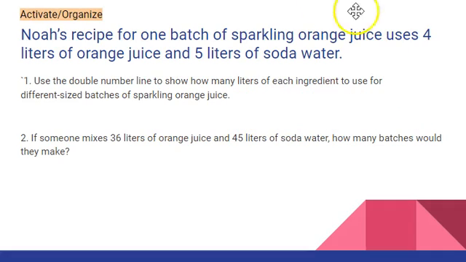What if someone mixes 36 liters of orange juice and 45 liters of soda? How many batches would that make? Well, we talked about just a second ago, 2 batches would be 8 orange juice to 10 soda. What about if I made 36 orange juice to 45 soda? How would that compare?